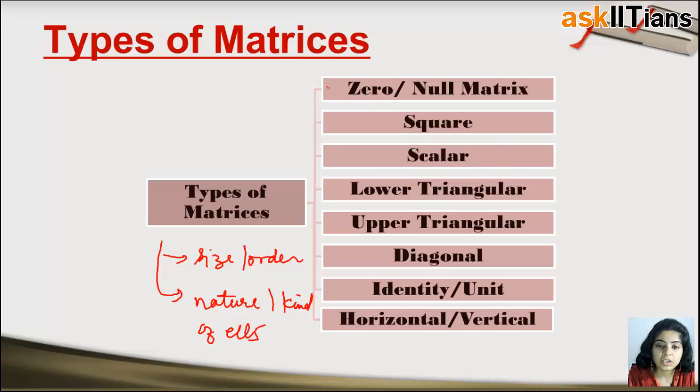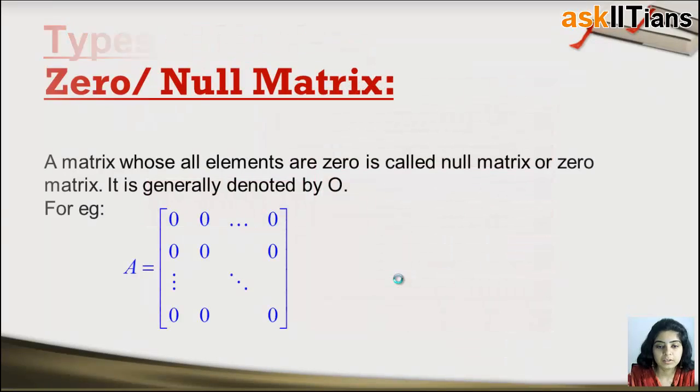So what are the various types of matrices? We'll be discussing each one of them in detail. First is the zero or the null matrix, square matrix, scalar matrix. Then we have lower or upper triangular matrices, which can together be termed as triangular matrices. Next, diagonal matrix, identity matrix, or horizontal or vertical matrices. Okay, now we begin with the first one, that is the zero or the null matrix.